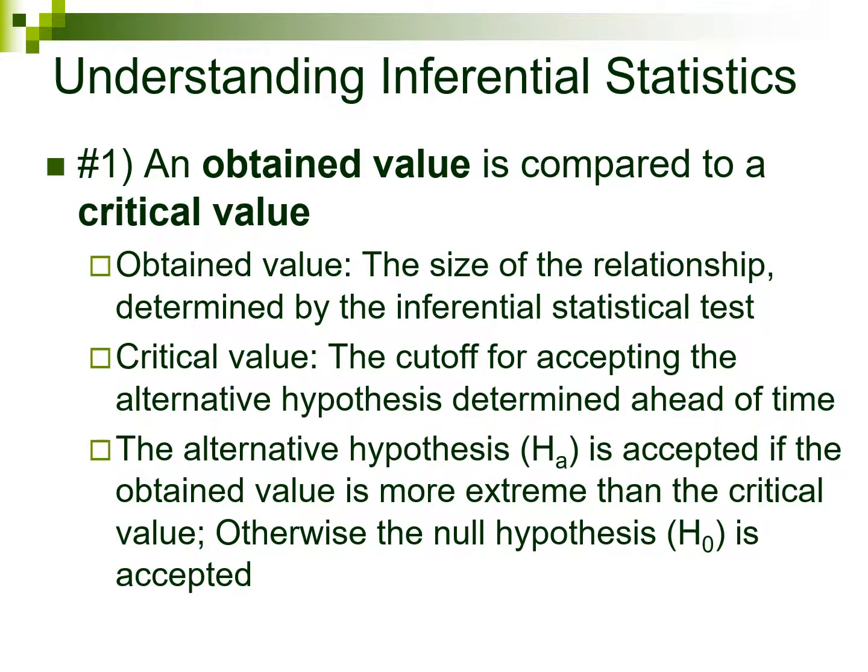So for example, if we conduct a z-test and we find that the obtained value is 2.71, and we determine through other means that the critical value is 1.96, well, 2.71 is larger than 1.96, and so we would accept the alternative hypothesis. If instead the obtained value was like 0.51, then we would accept the null hypothesis because that obtained value, 0.51, would be less than the critical value, causing us to accept the null hypothesis.